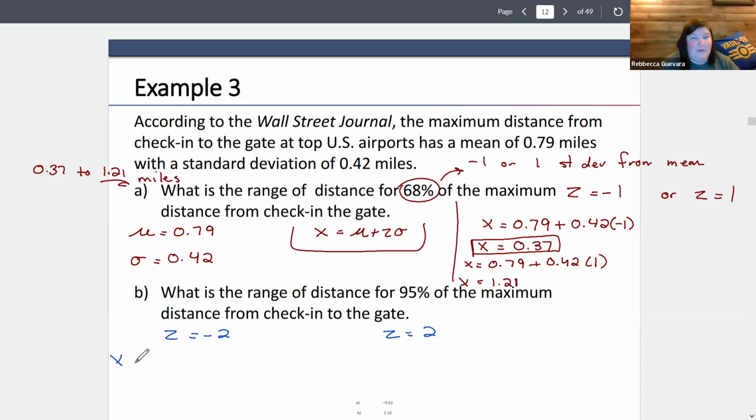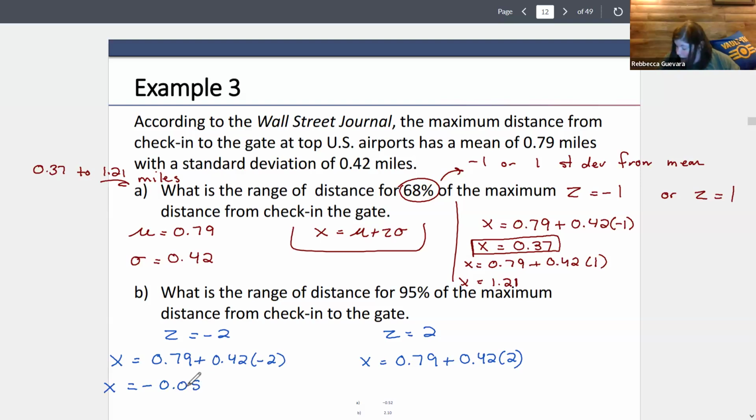Same thing, except now we're going to have x equals 0.79 plus 0.42 times a z-score of -2, or a +2. If we have the -2, we're going to end up with a negative 0.05. And with the +2, we're going to get 1.63.